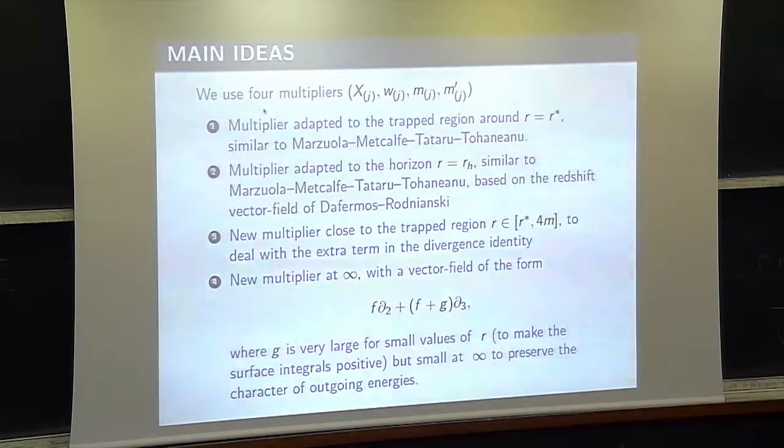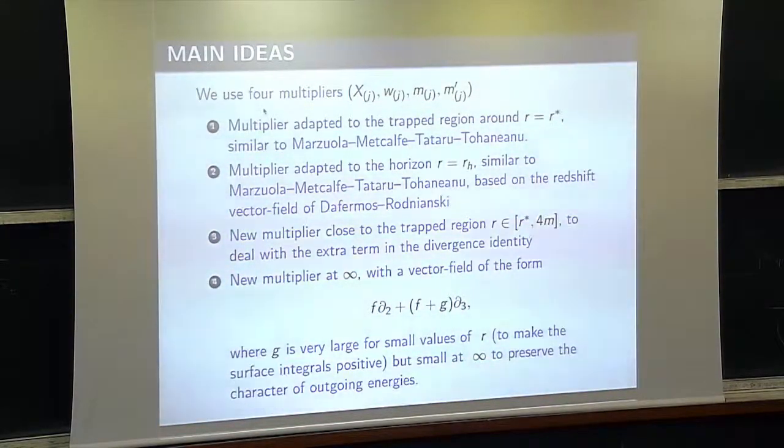We use 4 multipliers: X_j, W_j, M_j, and M_j prime. Okay, so in other words, you can think of every j indexing a particular region. So you need a multiplier adapted to the trapping region, where we use exactly the choices made by these people. So in that sense, this maybe answers your question, Michalis. That's what I mean. We just use their choices. So this is exactly using their choices without modification, essentially. A multiplier adapted to the horizon R equal R_H, similar to this, but based, of course, on the redshift. So what they did was to incorporate the redshift vector field of Dafermos-Rodnianski, and that's exactly what we do, following again Marzuola, Metcalfe, Tataru, and Tohaneanu.